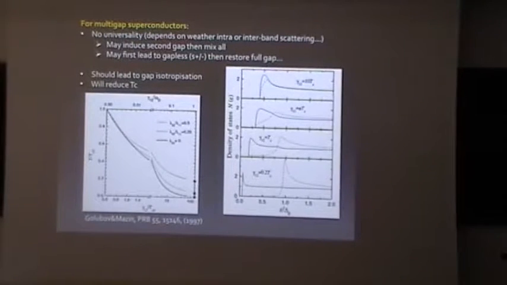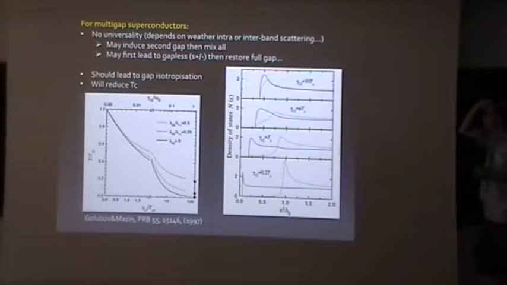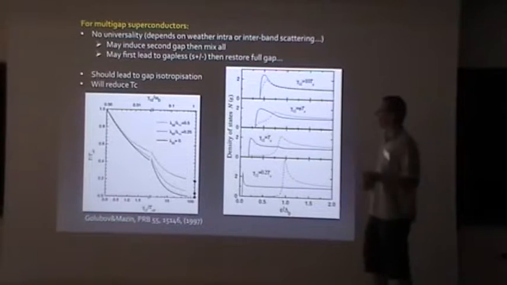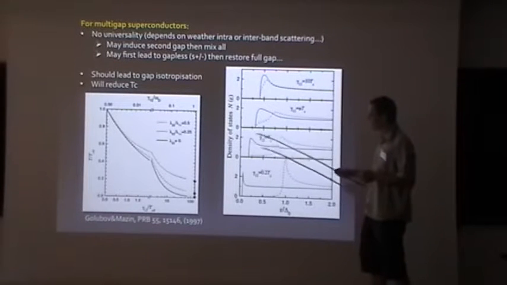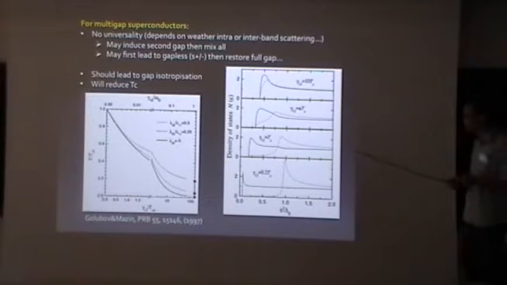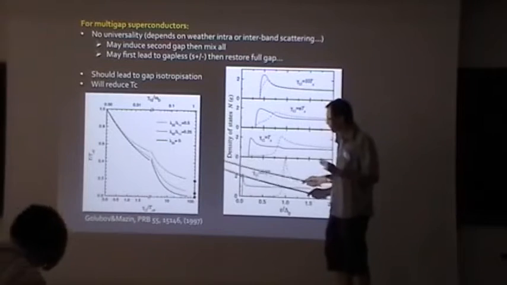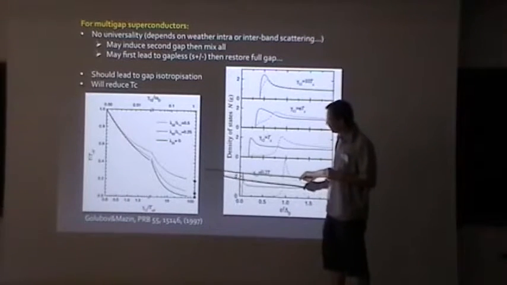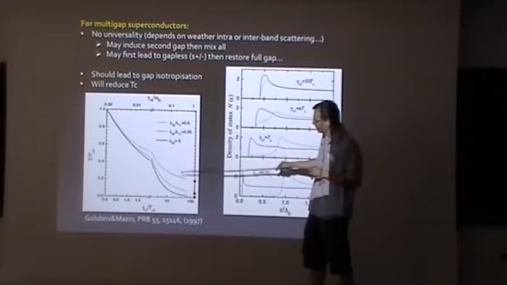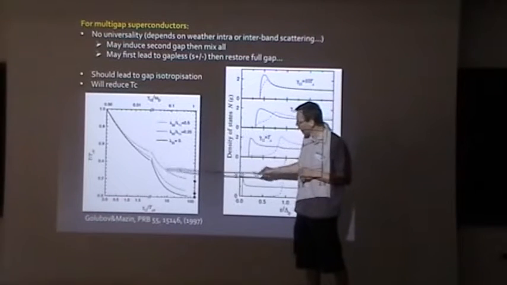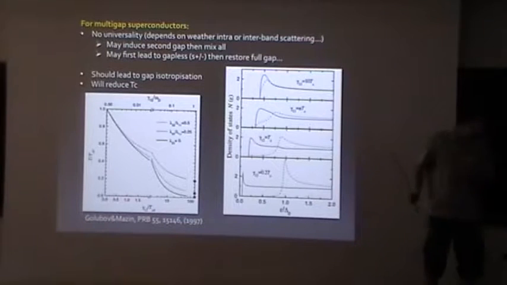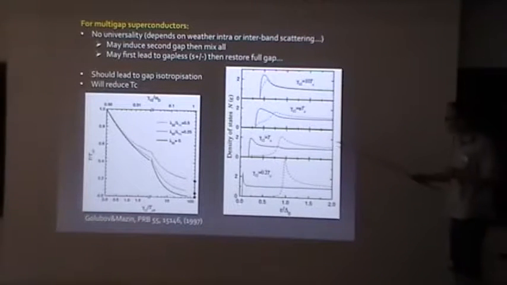For multi-gap superconductors, well, then it's very complicated. Essentially, there is no universality anymore. This is only a theoretical point of view, because there are not so many experiments which are really able to prove that, to my knowledge. Depending on the coupling constants, and also on the coupling you have, Tc may be driven to zero or remain finite, and you can also have very tiny effects on the density of states.